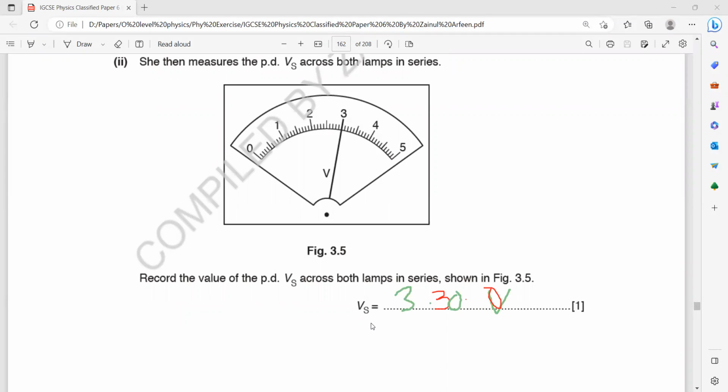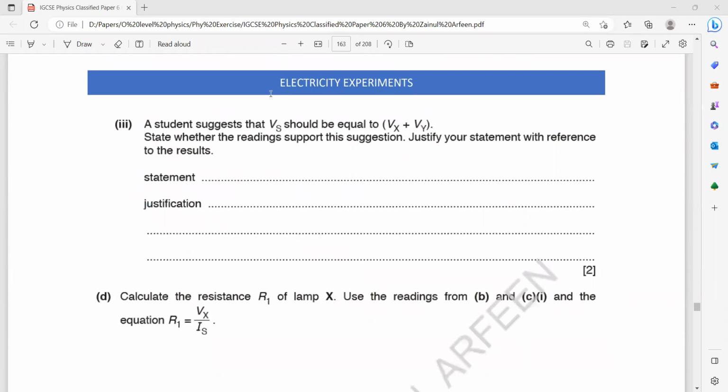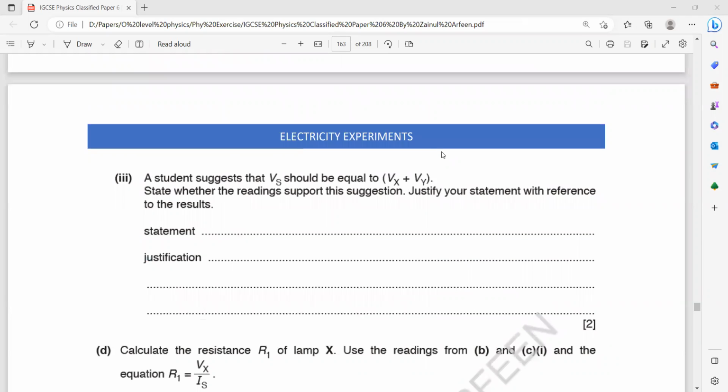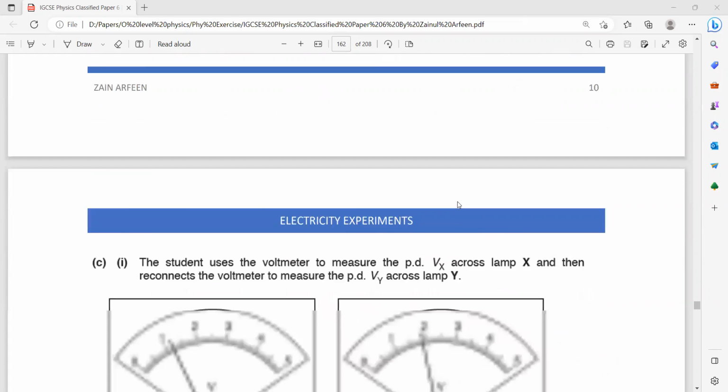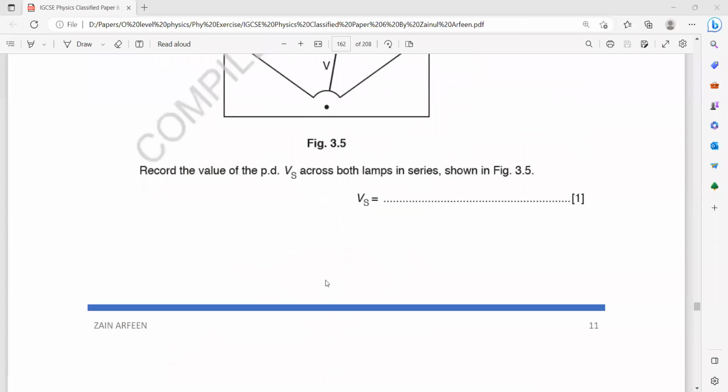For those who just joined the session now, this is question 3 from electricity experiments, classified paper 6. Then the student suggests that Vs should be equal to Vx plus Vy. State whether the readings support this suggestion. So what was the value for Vx? The value of Vx was 1.2. And the value for Vy was 1.9. And the value of Vs was 3.